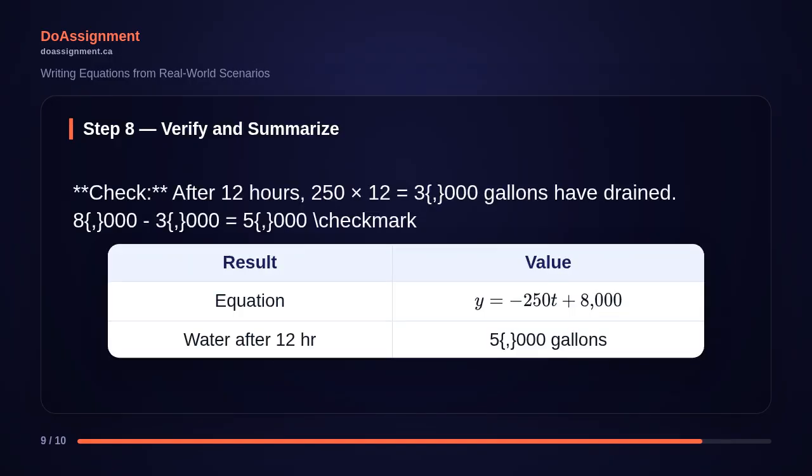Let's verify. 250 gallons per hour times 12 hours equals 3,000 gallons drained. Subtracting from 8,000 gives 5,000. That matches our equation's answer.